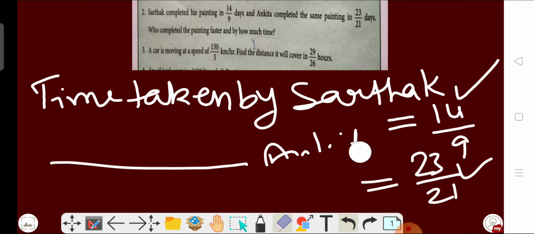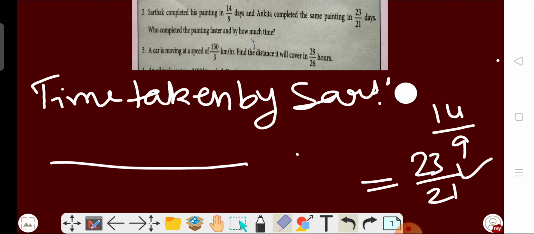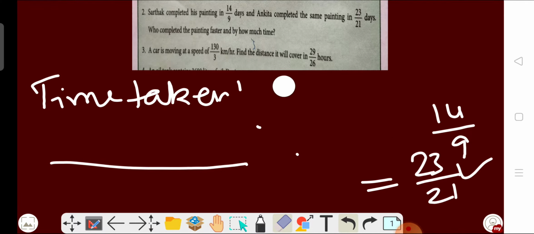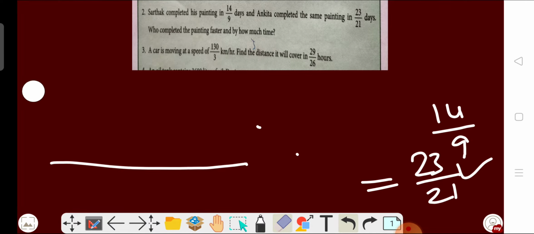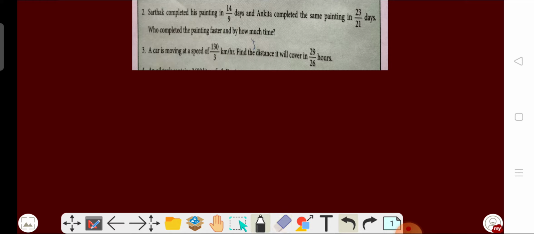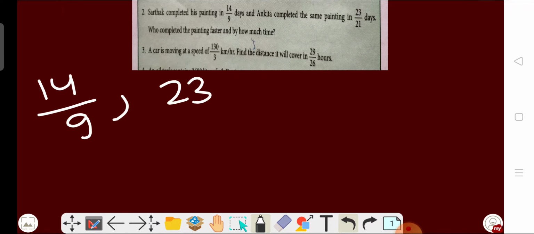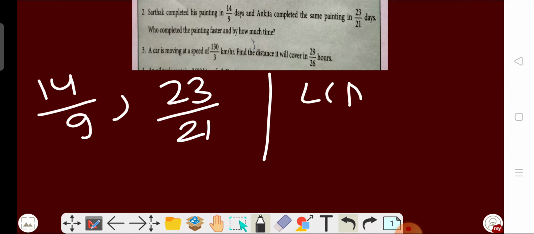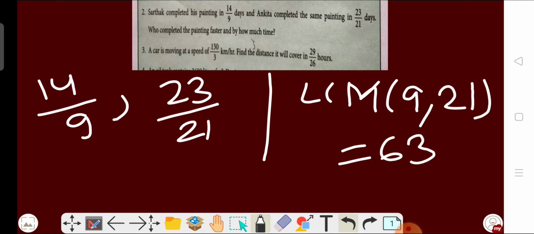So how can we compare? Firstly we have to check whether their denominators are the same or not. The denominator in 14/9 is 9 and in 23/21 is 21. So we have two rational numbers, first is 14/9 and second is 23/21. Both have different denominators, so firstly we have to take the LCM of the denominators. The LCM of 9 and 21 is 63.